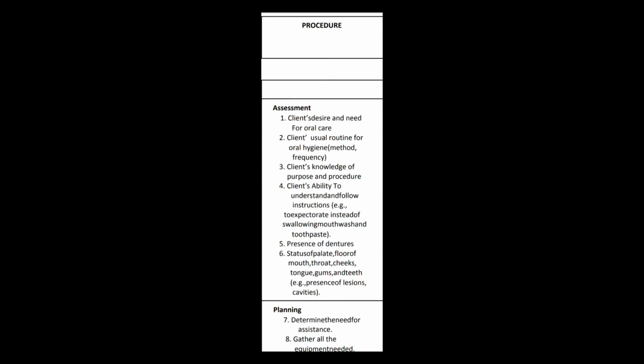Next is the procedure, which is the assessment. Assess the client's desire and need for oral care to determine the patient's need. Client's usual routine for oral hygiene, to know if the patient is equipped and able to operate a toothbrush. Client's knowledge of purpose and procedure. Client's ability to understand and follow instructions, to gain cooperation. Presence of dentures. Status of palate, floor of mouth, throat, cheeks, tongue, gums, and teeth to identify if there is a problem. Next is the planning.